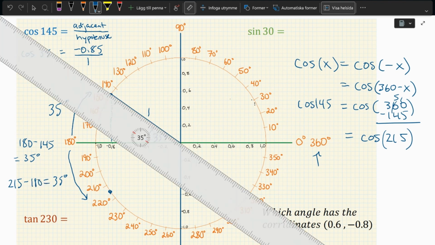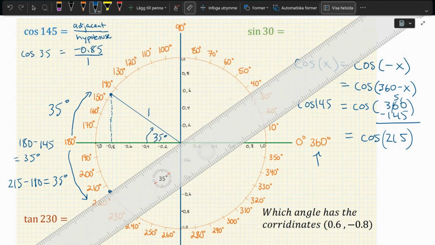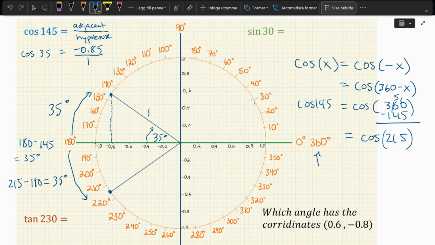So that means we can imagine another line coming from there. 35 degrees, same thing. We can imagine that we have a right triangle. So it's true that the cos of 145 will also be equal to the cos of 215.